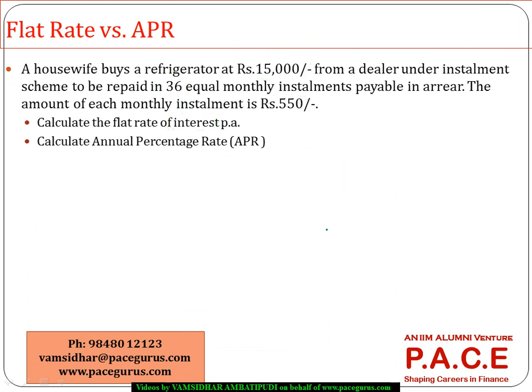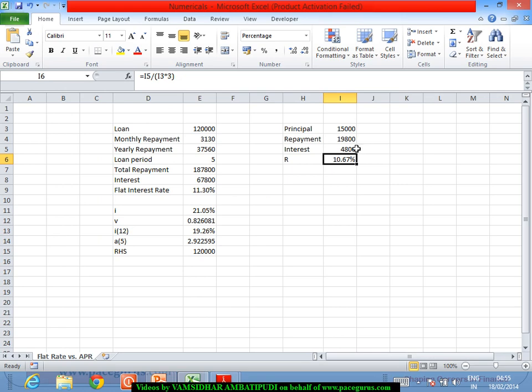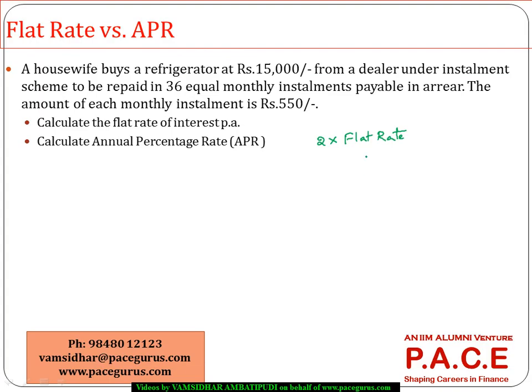Whereas when we talk about the annual percentage rate, to start with, it would be approximately in the range of twice that of the flat rate. Now that the flat rate is 10.67, probably twice of it will take it to approximately 21.5, but on the lower side, around 21 or 20 would be the approximate annual percentage rate of return.